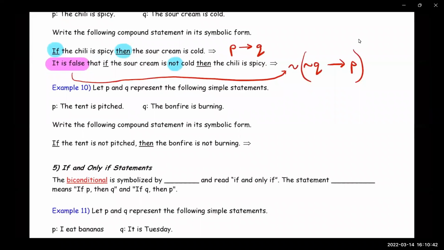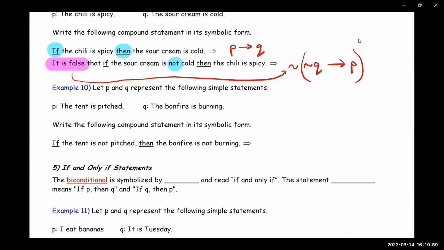Let P and Q represent the following simple statements. P is the tent is pitched, Q is the bonfire is burning. Write the following compound statement in symbolic form: if the tent is not pitched, then the bonfire is not burning.